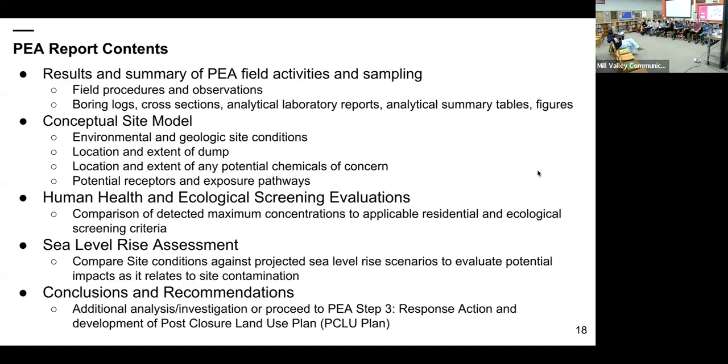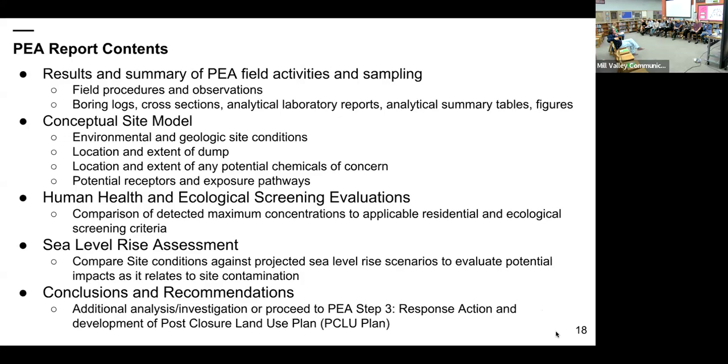Additionally, the site will also do a sea level rise assessment. And this is mainly related to how projected sea level rise scenarios would potentially impact and interact with contaminants found at the site, and helps to determine any decisions and plans going forward to help mitigate any potential sea level rise and how that would interact with the chemicals that are specifically at the site at the concentrations they are. And at the end of the report, we'll have conclusions and recommendations, summarizing everything we've done.